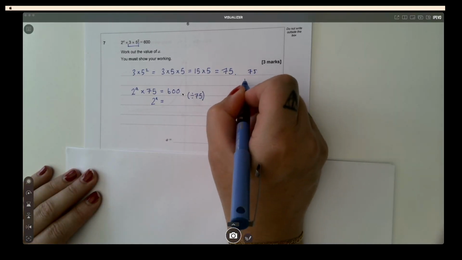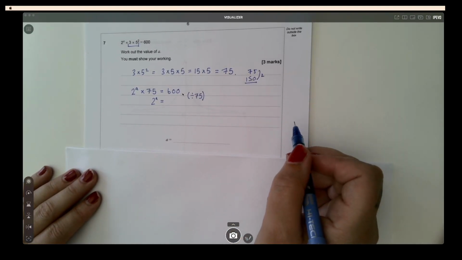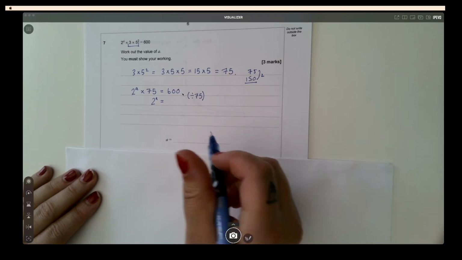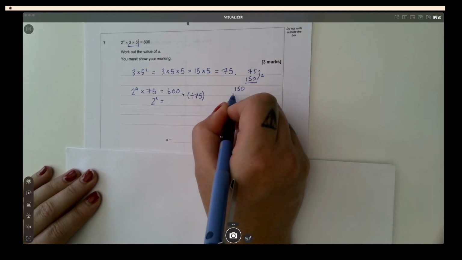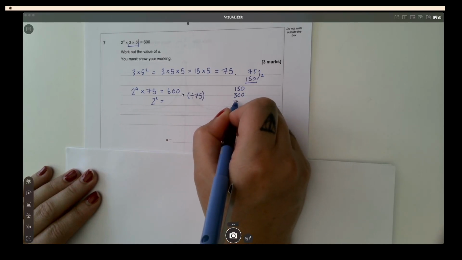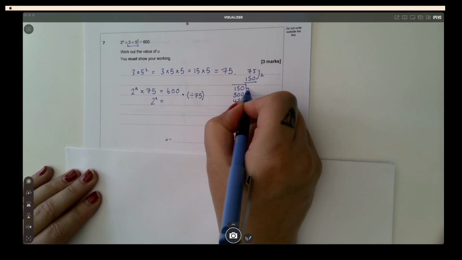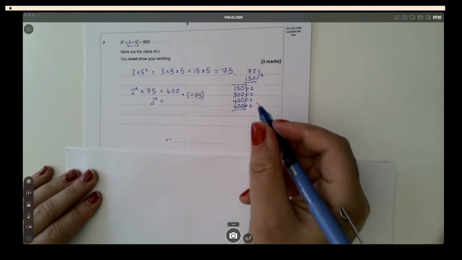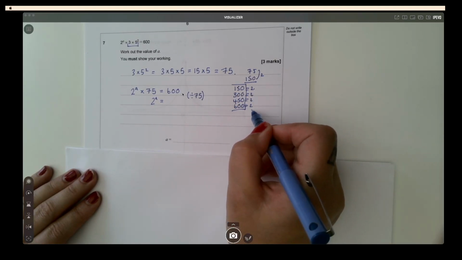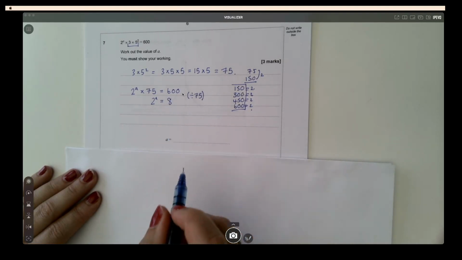I'm going to count up in 75s. When I get to 150, that's 2 of them. So now I'm going to count up in 150s because I'm going to find that quicker to get to 600. So 150, 300, 450, 600. Each of these is worth 2 lots of 75. 2, 4, 6, 8. So 600 divided by 75 is 8.